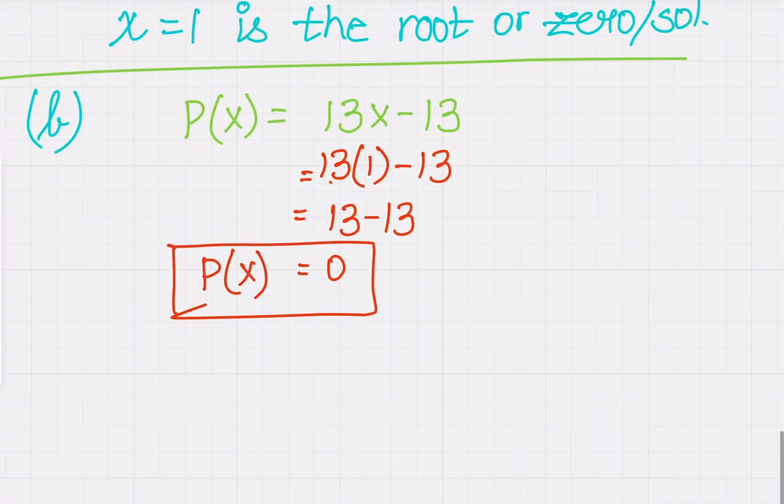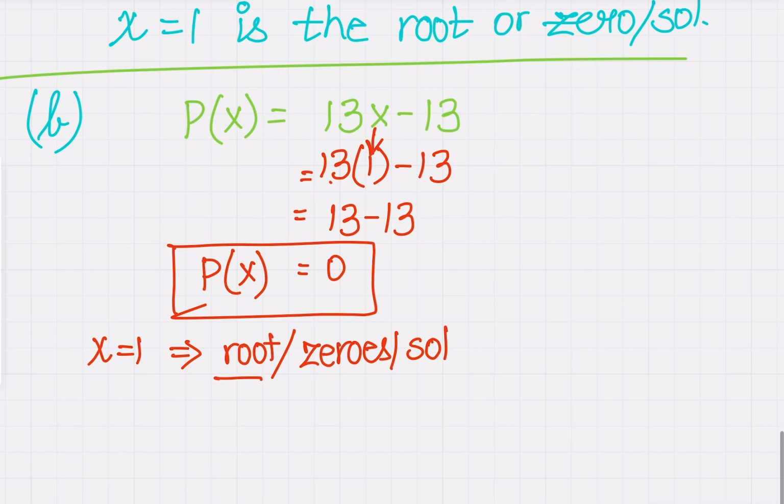And the moment p of x becomes 0, that value of x I can say is the root of the equation. So I can say x equals 1 is the root or zero or solution. Remember, these all three words mean the same thing, that it is the point where the graph is having the y value as 0.